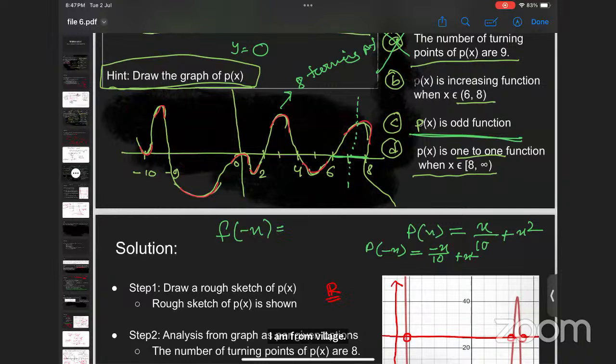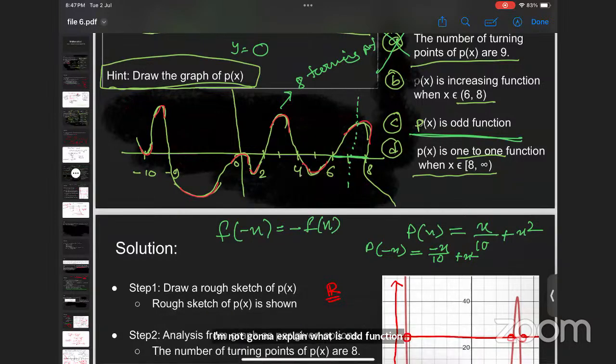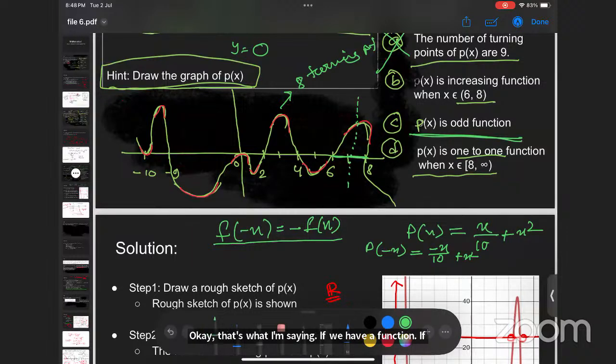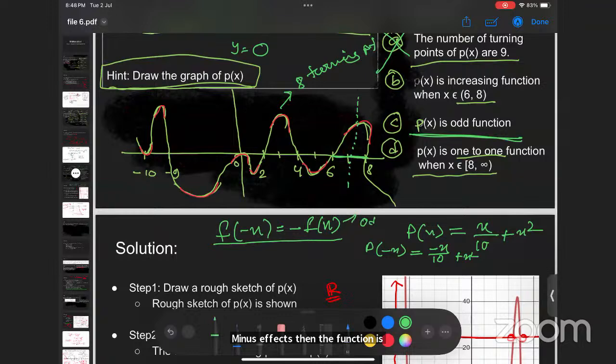Ma'am, can you explain what is odd function? Okay, that's what I'm saying. If we have a function, if f of x equals to minus f of x, then the function is an odd function. If f of minus x equals to f of x, then the function is an even function.